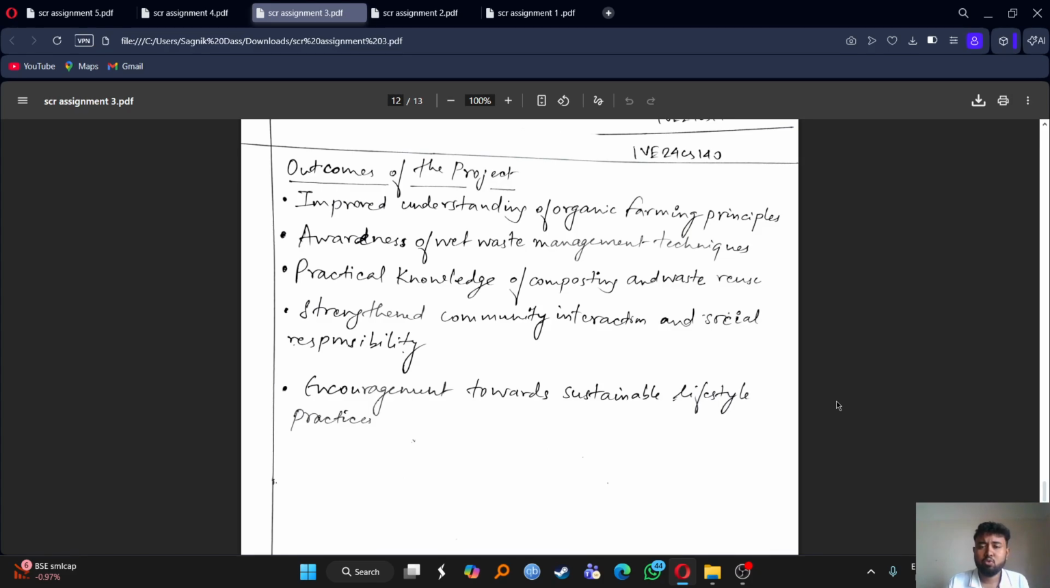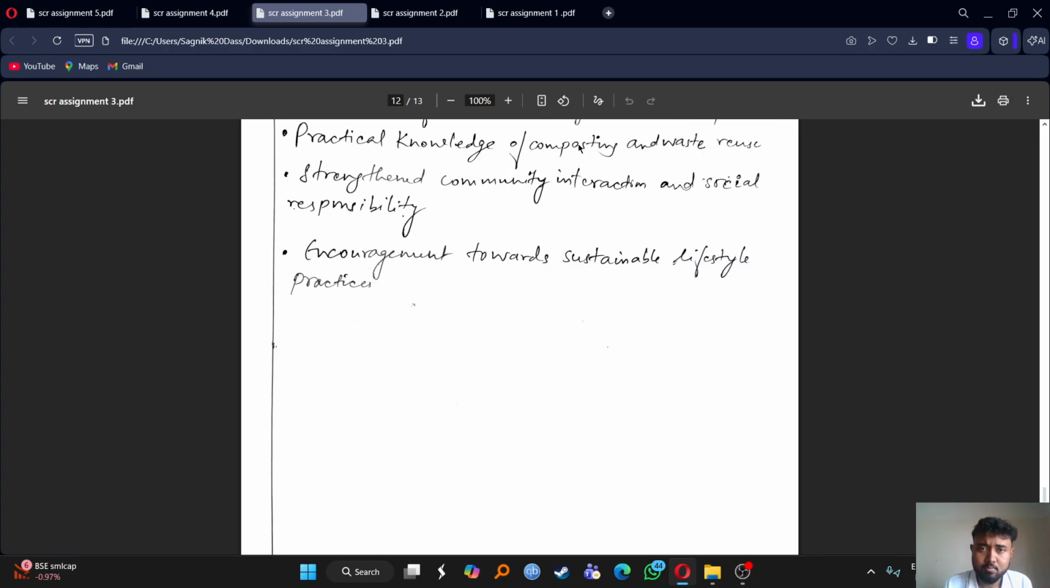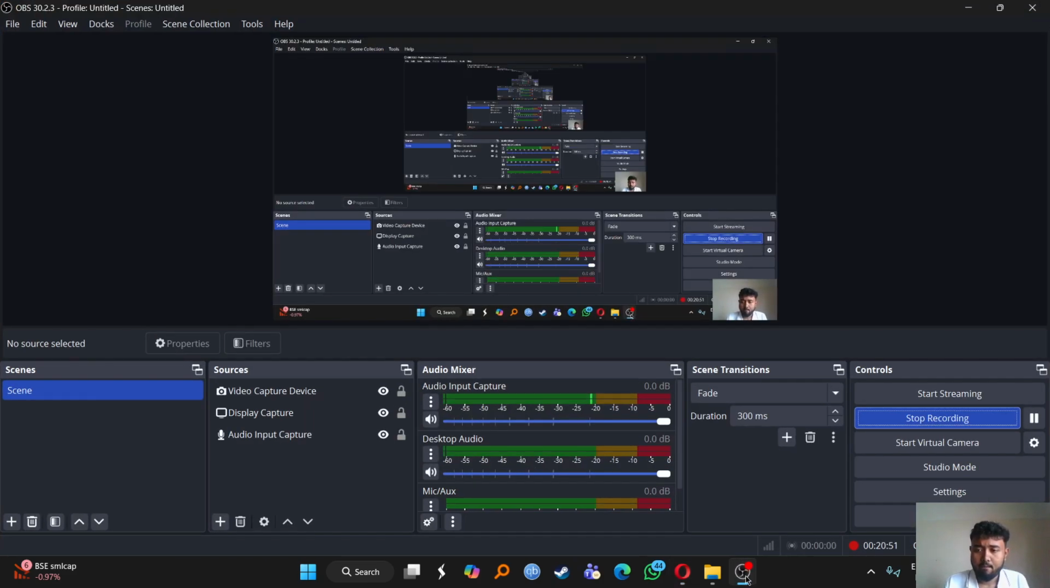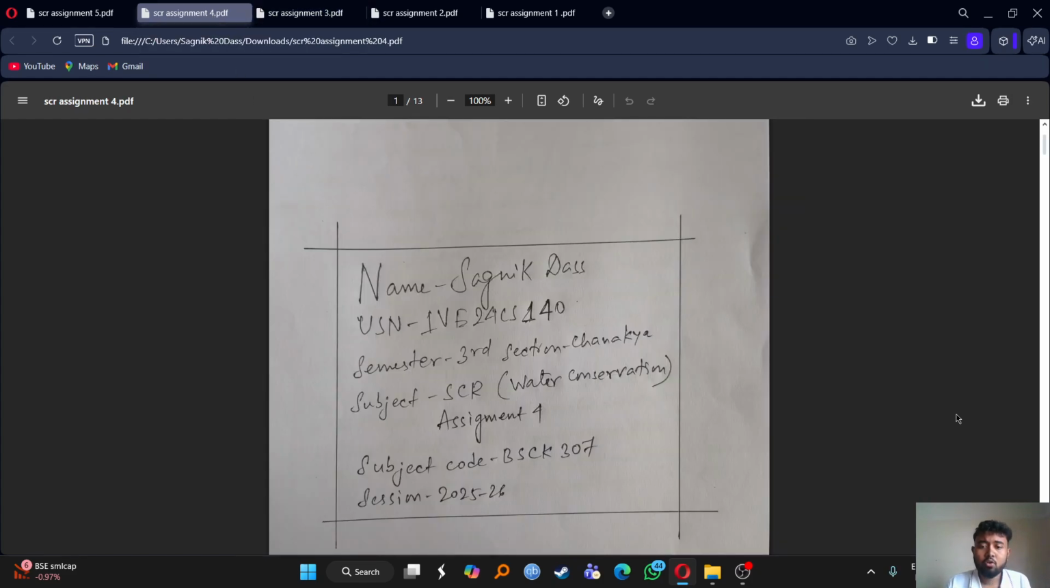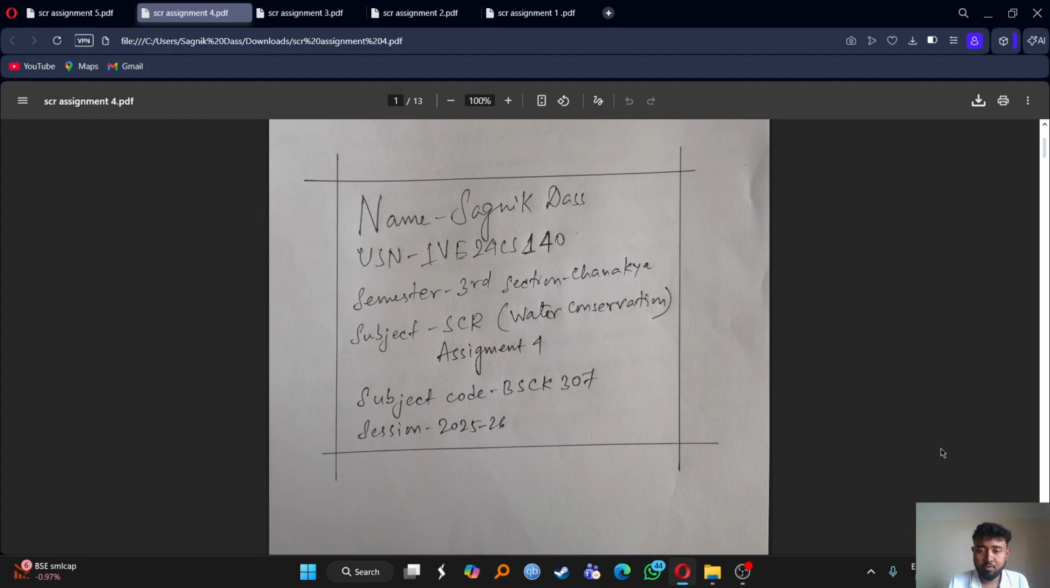Outcomes of the project: improved understanding of organic farming principles, practical knowledge of composting and waste reuse, encouragement towards sustainable lifestyle practices. So module 3 is also done. I'll be shifting to module 4. So module 4 is the water conservation activity.